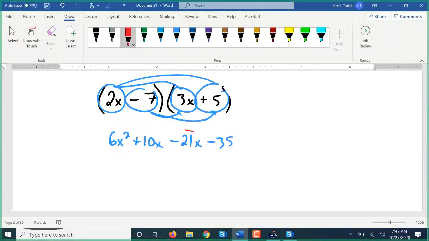Now, normally I would have shifted the negative 21x under the 10x, so that we remember to combine those. We do have to combine those. There's nothing to combine with the 6x squared. We have 10x and a negative 21x is a negative 11x. And we have the negative 35.